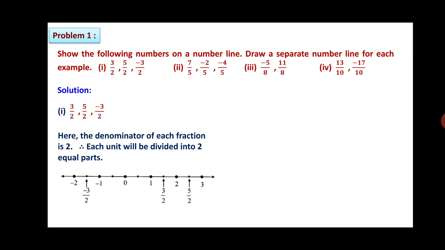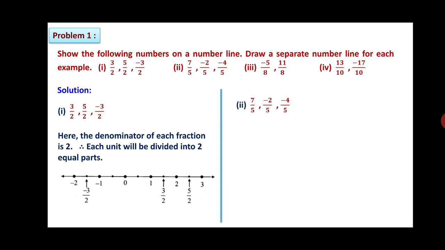You can see here 3 by 2 is positive. Therefore, it is represented on the right of 0. You can see it is lying between 1 and 2. 5 by 2 is also on the right of 0. Therefore, it is lying between 2 and 3, which you can see in the figure. Minus 3 by 2 is less than 0. It should be shown on the left hand side of 0. So you can see between minus 1 and minus 2, there is minus 3 by 2.